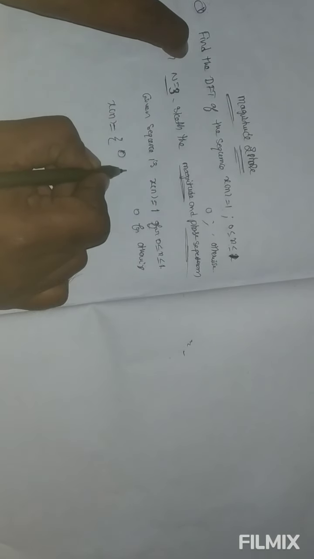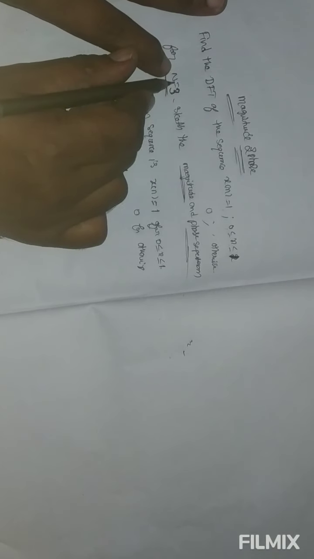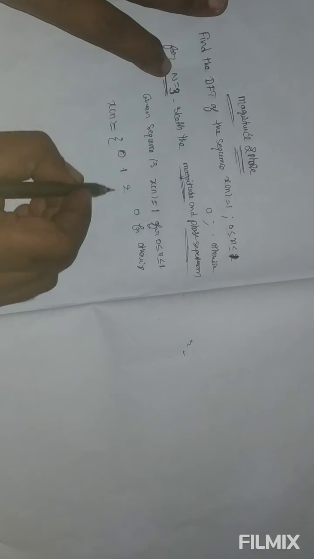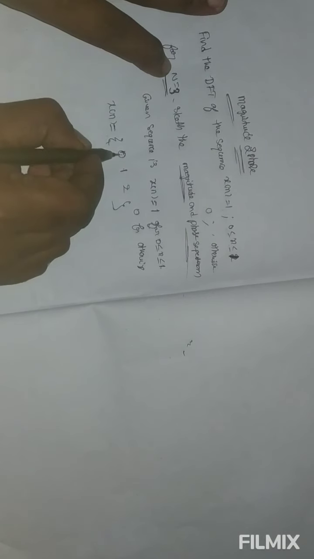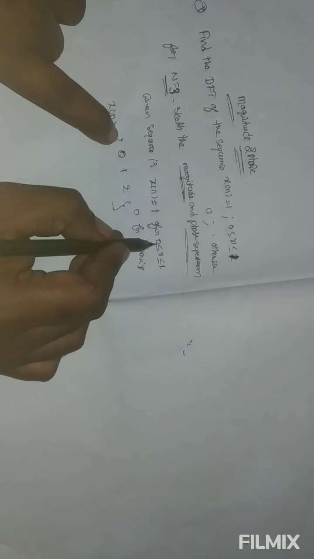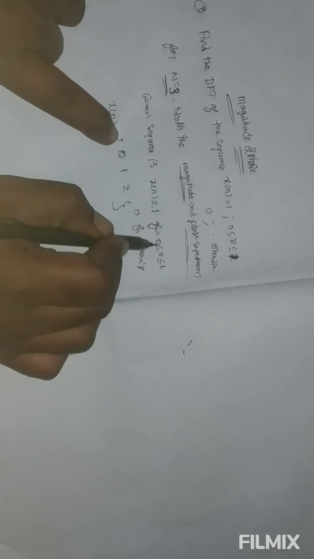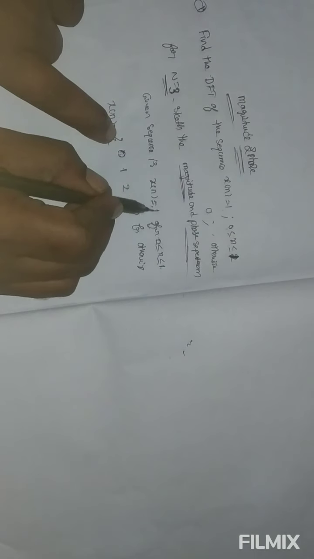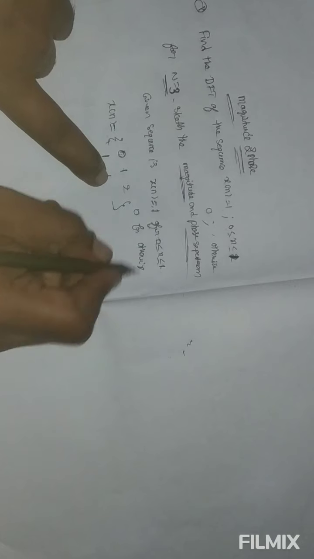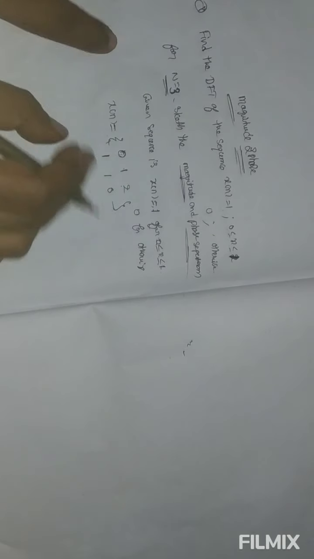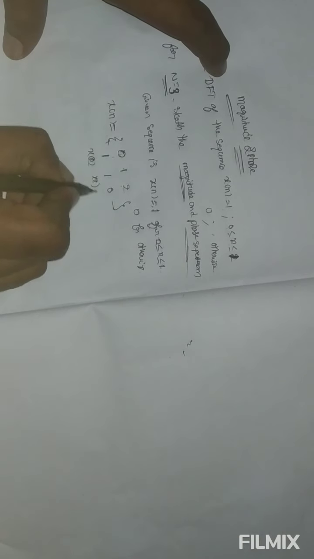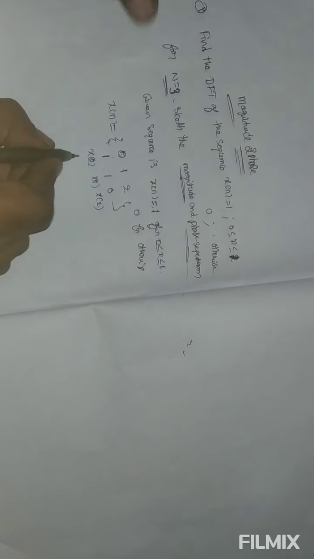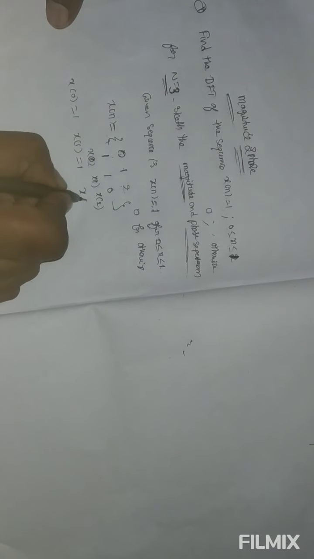Suppose it is a finite length sequence 0, 1, and given that it is a 3 point DFT, so 0, 1, 2. At 0 the value is 1, since 0 less than or equal to n less than or equal to 1. At 1 the value of x of n is also 1, otherwise 0, so at 2 it is 0. This is the expression of the given sequence x of n. This value is x of 0, this value is x of 1, this value is x of 2. Therefore x of 0 equal to 1, x of 1 equal to 1, x of 2 equal to 0.